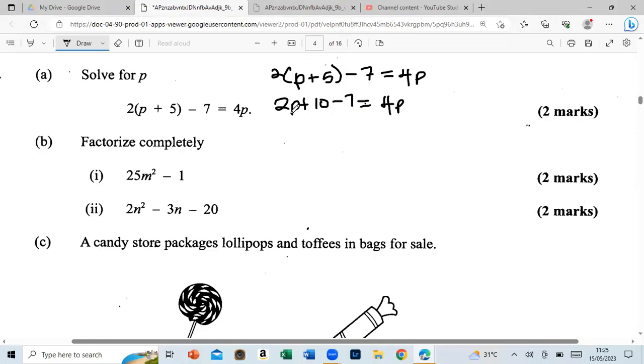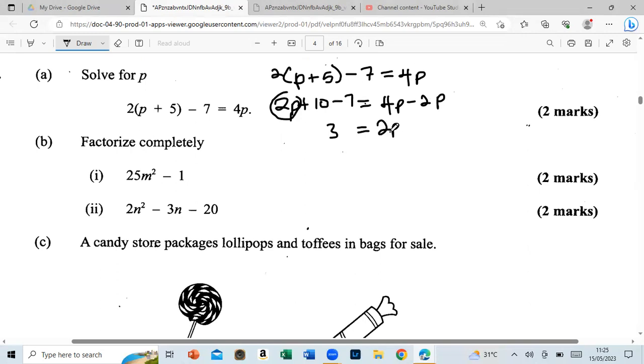So we're going to group the like terms. I'm going to take the 2P over here because it's easier. All of this over here already. So we're going to subtract 2P, which is the inverse of positive 2P. We have 10 minus 7, which is 3. So now we have 4P minus 2P. What's 4 minus 2? That would be 2.